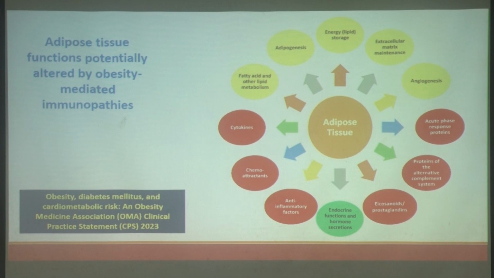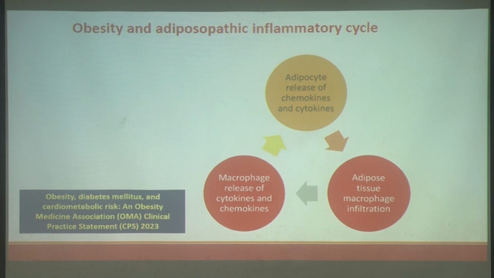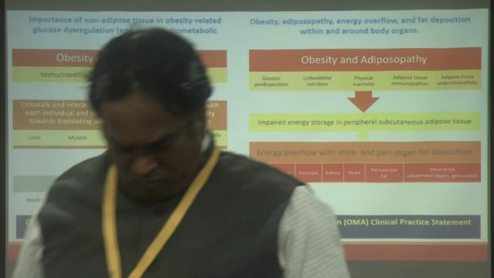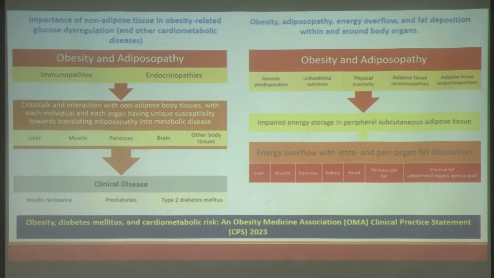It's a bit of a crowded slide, but I tell you, it can create a low-grade inflammatory state, and it's a vicious cycle, okay? So this is very important. Obesity and adiposopathy can result in the immunopathies and the endocrinopathies that we see nowadays. After COVID, we do see a huge surge in the cases of overweight and obese population in our community.